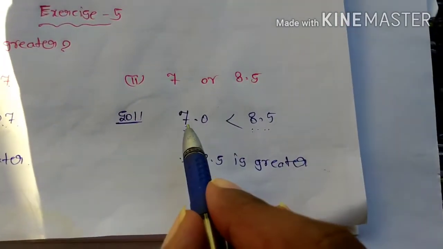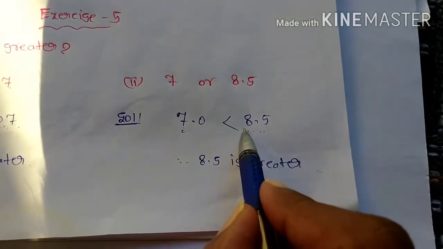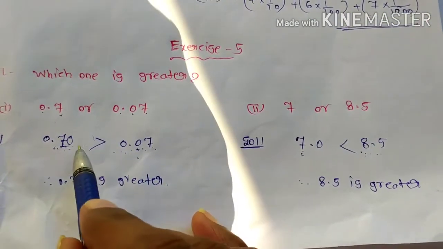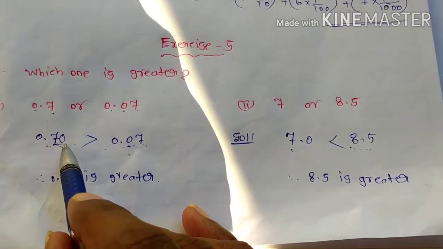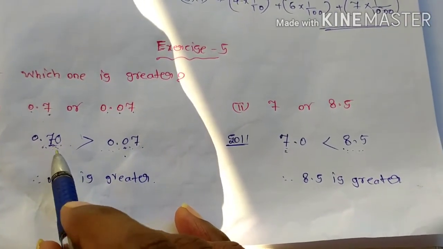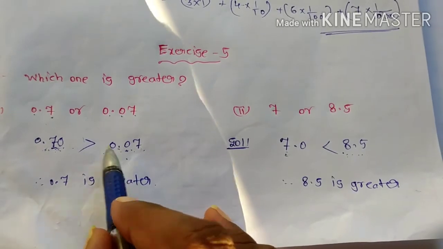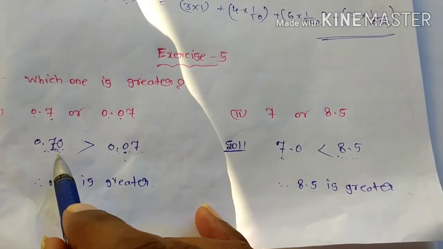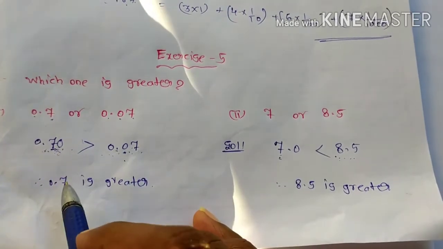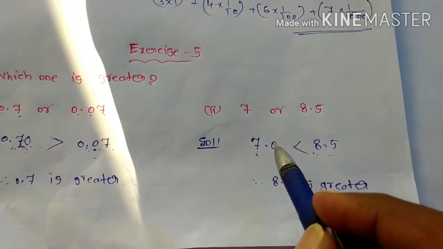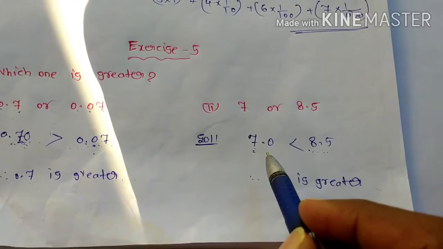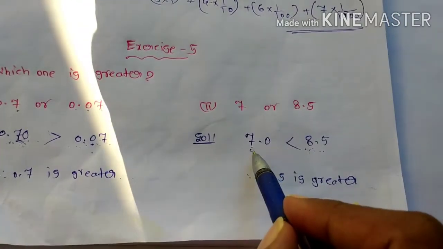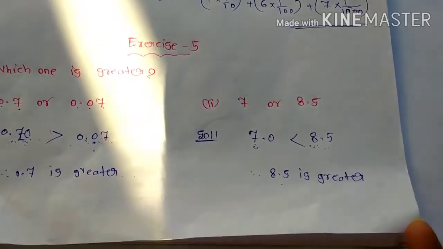Just first of all you can see here the integral part. If the integral parts are the same, you can see the decimal parts. Yes or no? Both are 0, so I compared the decimal places, 7 and 0. 7 is greater, so I wrote 0.7 is greater. Here we have already directly observed that the integral part is the greatest one. 8 is greater than 7 or not? Yes, so I am writing here 8.5 is greater.